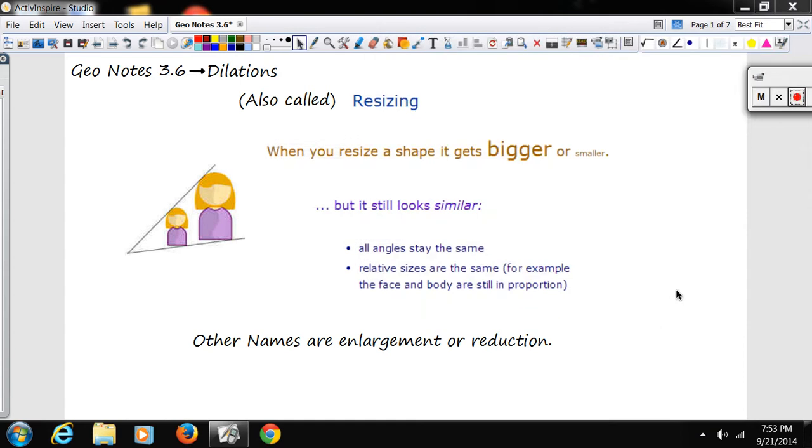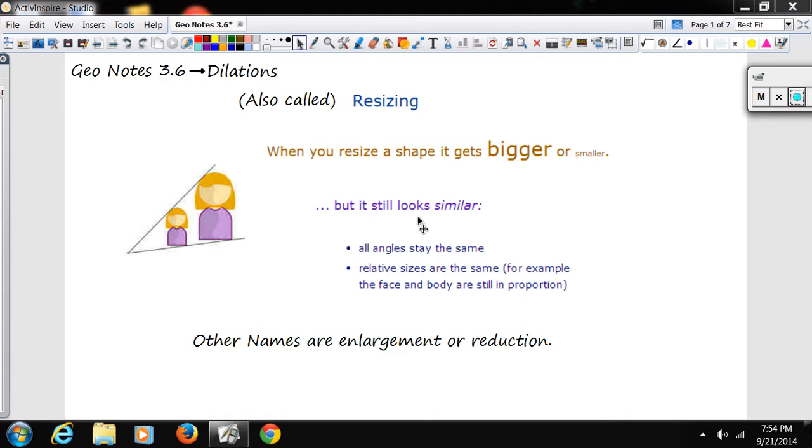Hey guys, these are notes for 3.6. They're called dilations or resizing. And when you resize a shape, it gets bigger or smaller. That means this is the one that's not isometric. It's not a rigid motion because it does not stay the same size.